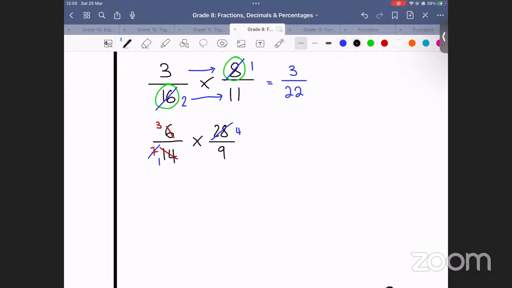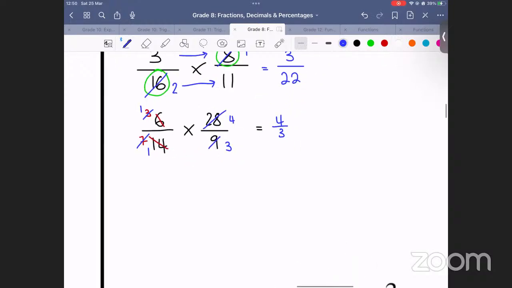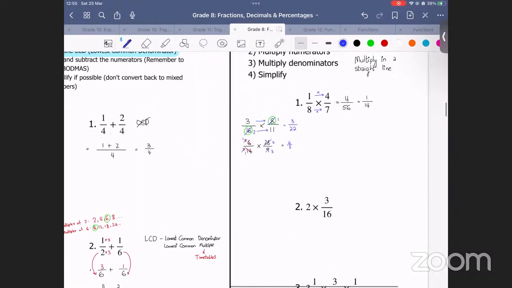Then with 3 and 9, okay, 3 goes into 3 one time, but 3 goes into 9 3 times. So I've simplified. So this here is 1 over 1, by the way. And without me doing any calculations, I'm left with 4 over 3. And that's the most simplified version. Okay. That should be fine. I don't think we need to do more examples.